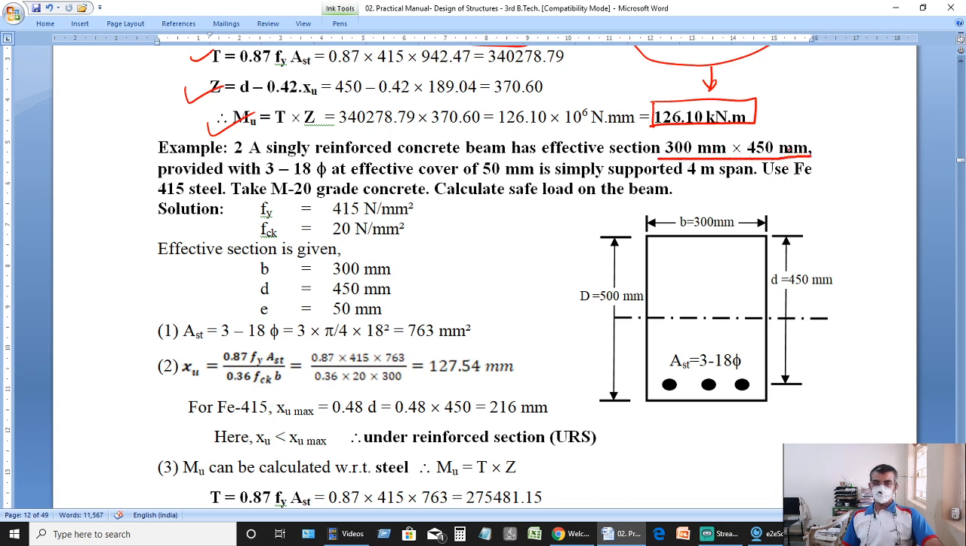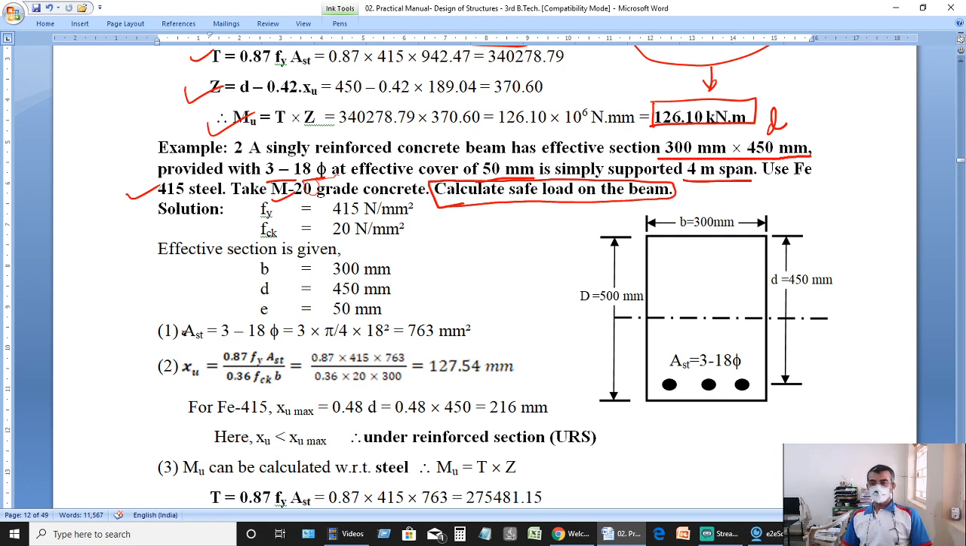That is 300 into 450, that is the effective depth. Three numbers of 18 mm bars, then 50 mm is the cover. It is a simply supported beam, 4 meter span, use grade of steel 415 and grade of concrete M20, and you are asked to find out the safe load. Remember, safe load is asked, right, not the moment.